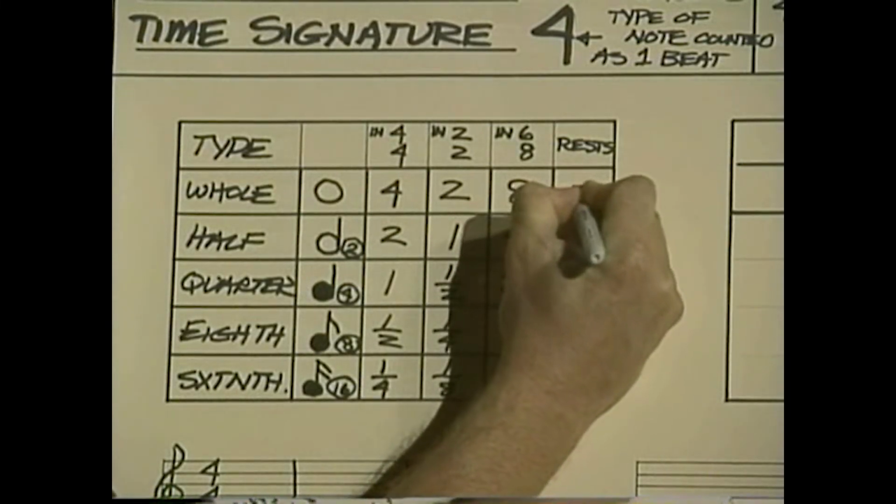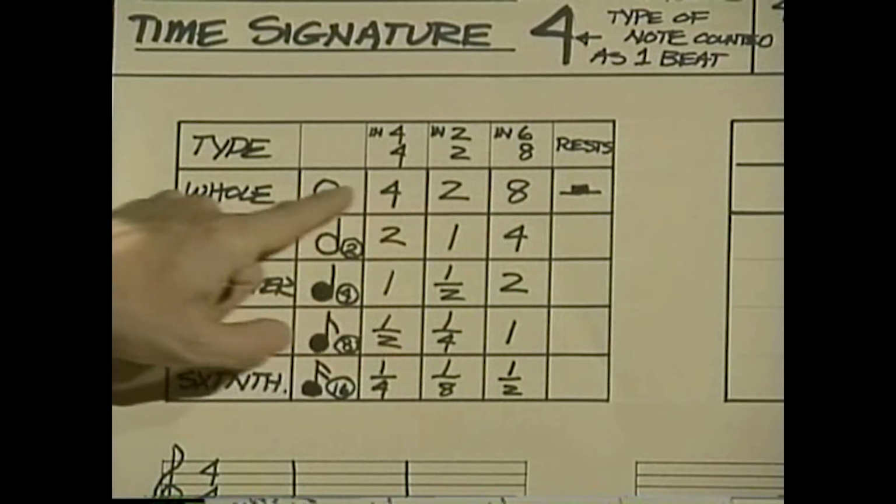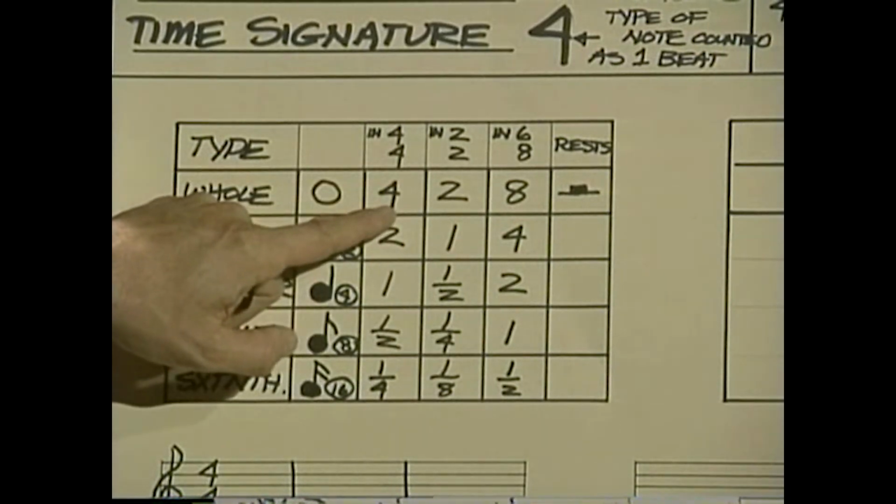It's just a little black box that's written above the line, the middle line of the staff, and that indicates that you're supposed to be quiet for the length of time of a whole note, which in a time signature of 4/4 would be 4 beats.